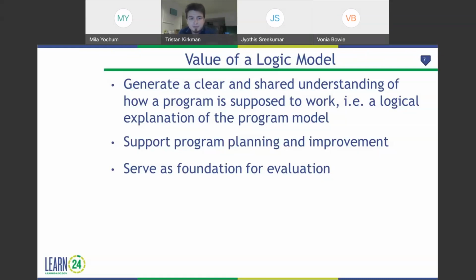Logic models can also be used to support program planning and improvement efforts by being a program management tool to help you determine how to allocate resources effectively, as well as serve as a framework to monitor whether your program is being implemented according to plan. And for evaluation, these can help programs determine when and what to evaluate so that evaluation resources are used effectively and efficiently.